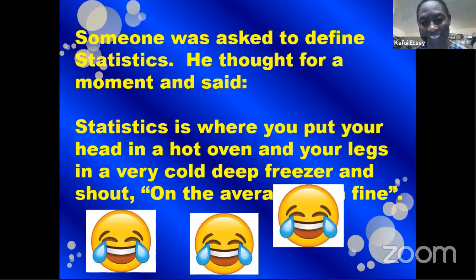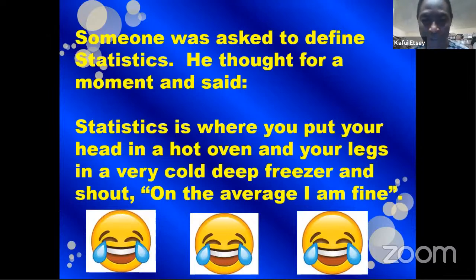Now, if you mix a hot oven with a deep freezer, it's going to be warm, so it is going to be fine. But in reality, the head in the hot oven is suffering, and the legs in the cold deep freezer are also suffering. But the person says, on the average, I am fine. That is what statistics is about. We need to try and give the right interpretation of the information that we have. Statistics can mislead you. So it's very important that when we are doing statistical analysis, we make the right decisions based on the right analysis. And that is one of the things we are going to do today.